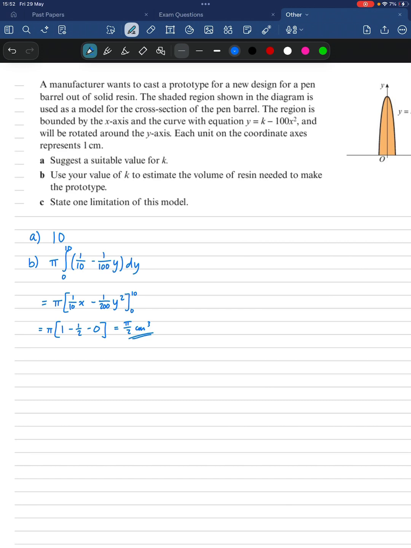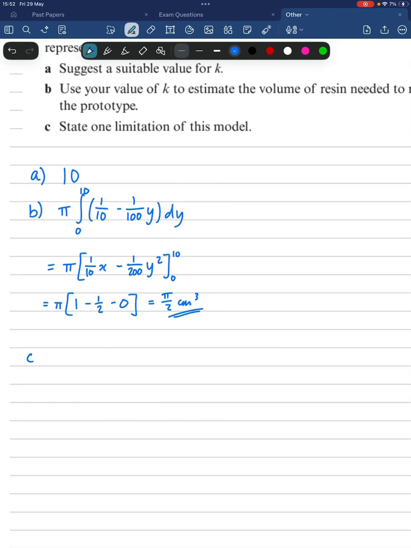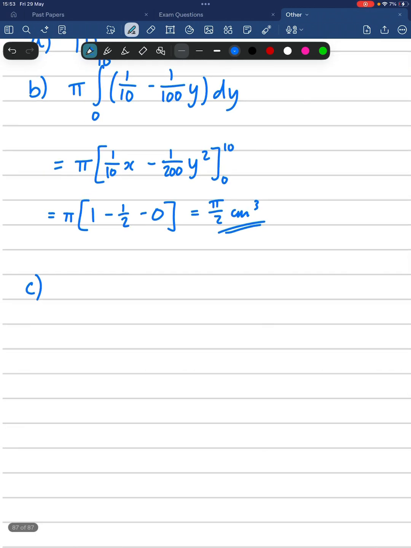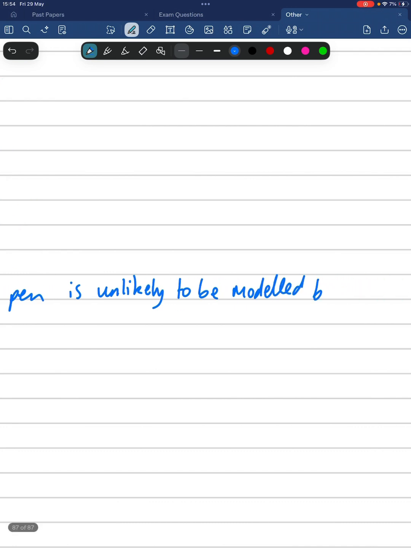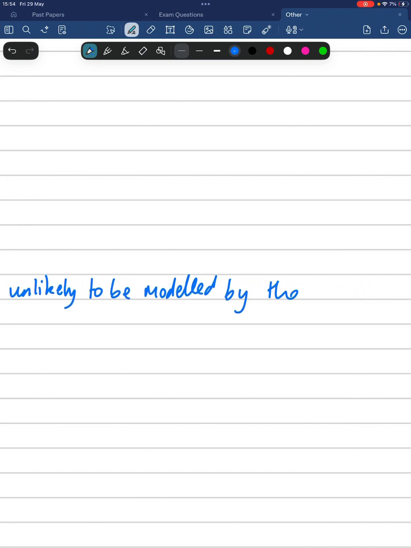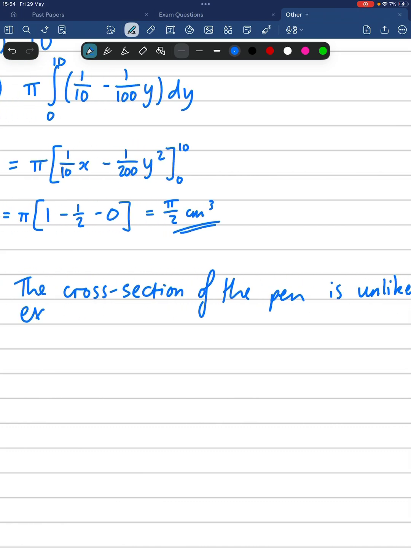Okay. And then part C is state one limitation of the model. So I'm going to put that the cross section of the pen is unlikely to be modelled by the curve exactly.